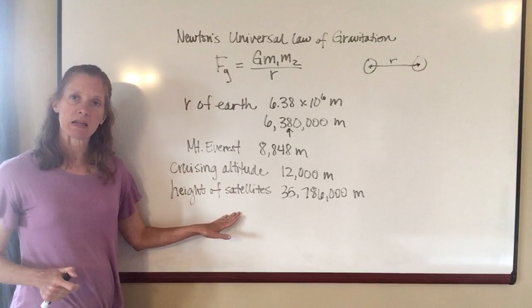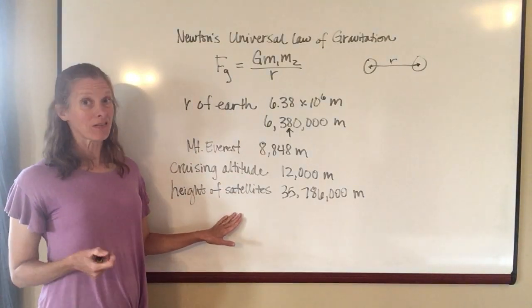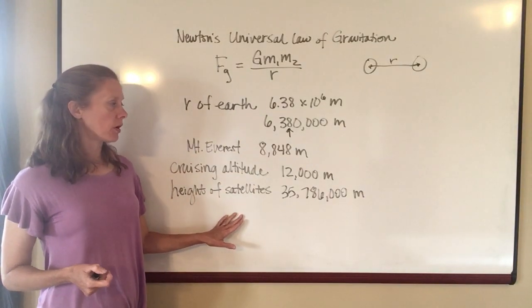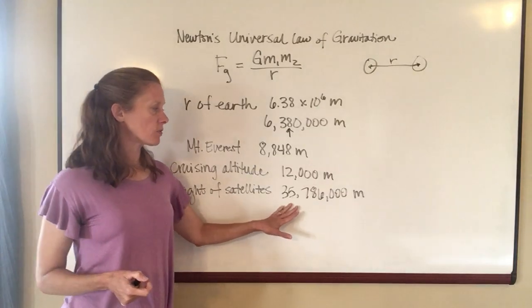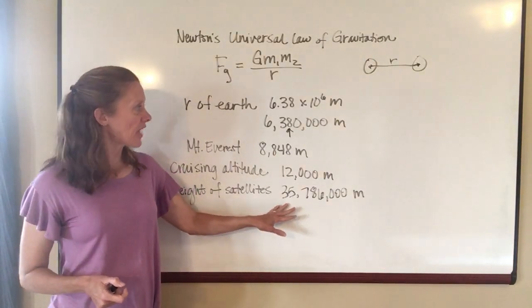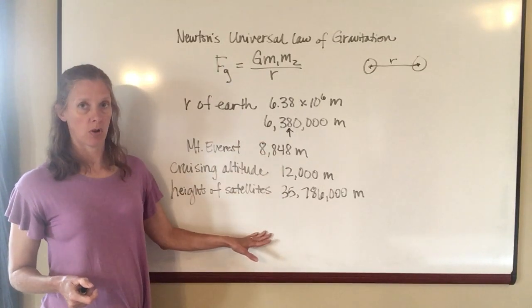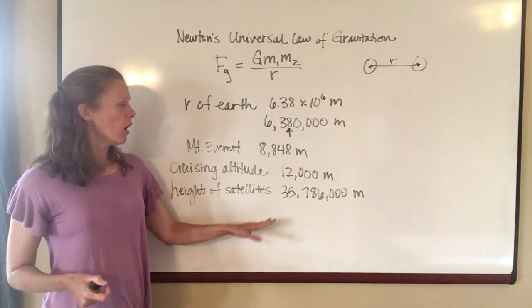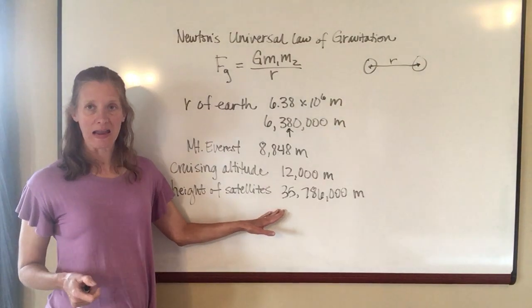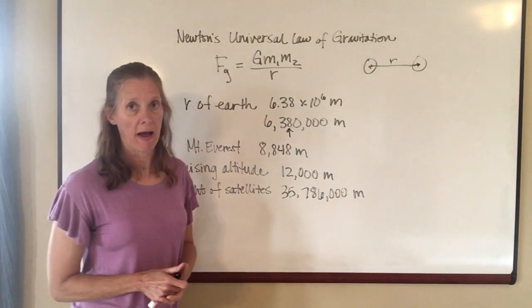How about though if I get as high as a satellite is away from the Earth? Well, the height of satellites is around 35 million meters. At that point, we certainly are making a difference in the gravitational pull of the Earth. And so we have to be at that kind of a height before we have to worry about it.